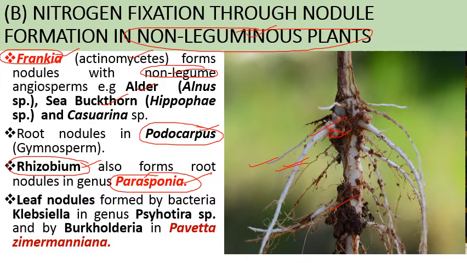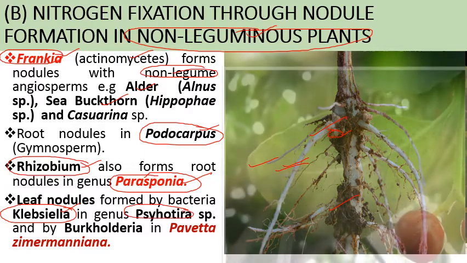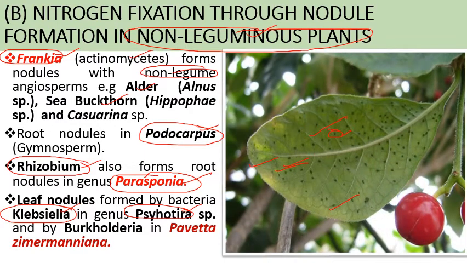So next comes leaf nodules, which are formed by the bacteria Klebsiella. The bacteria Klebsiella makes leaf nodules in genus Psychotria species. This is the photograph which shows Psychotria, and the leaf nodules in it are formed by this bacteria, Klebsiella. And there is another bacteria which is named Burkholderia, and it makes leaf nodules in Pavetta zimmermanniana. So this is the plant Pavetta zimmermanniana, and it forms leaf nodules in it.